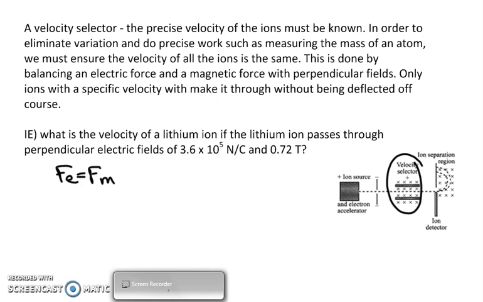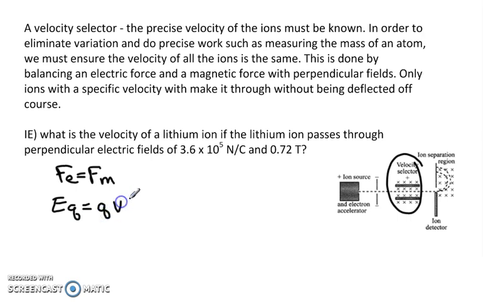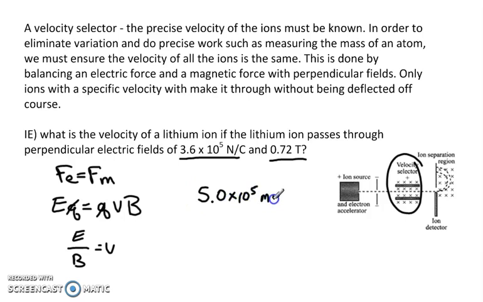Now in this case, the electric force is equal to the electric field strength times the charge, and the magnetic force is QvB. The charge, you'll notice, cancels out. The electric field strength divided by the magnetic field strength gets you the velocity. We've been given the electric field strength and the magnetic field strength, so dividing those two will get you 5.0 times 10 to the 5 meters per second. So that's just, again, taking 3.6 times 10 to the 5 newtons per coulomb, dividing it by 0.72 Teslas.